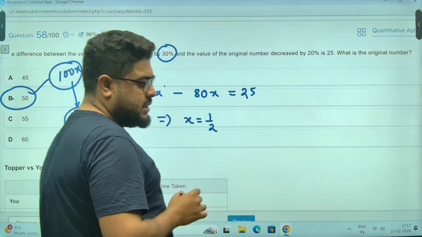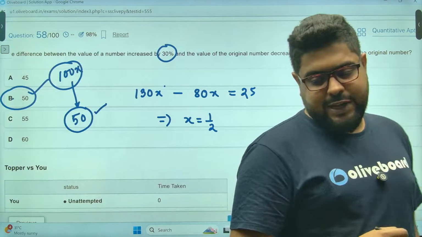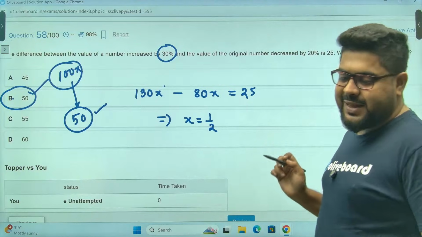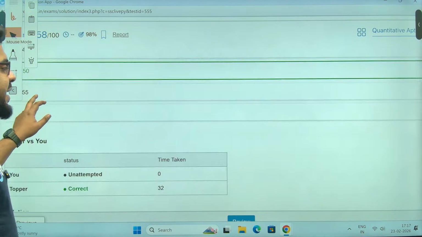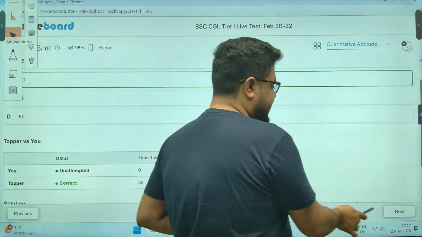Option B. Again, you do not need to do anything in order to answer this. Very simple.